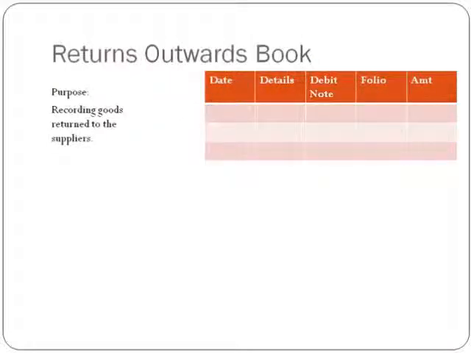Alright, let's look at the returns outwards book now. The purpose of a returns outwards book is recording goods returned to the suppliers. The returns outwards book is a book that is created by you, the person who owns a particular business.